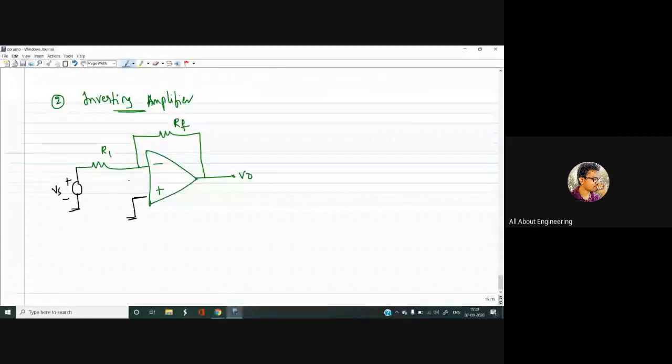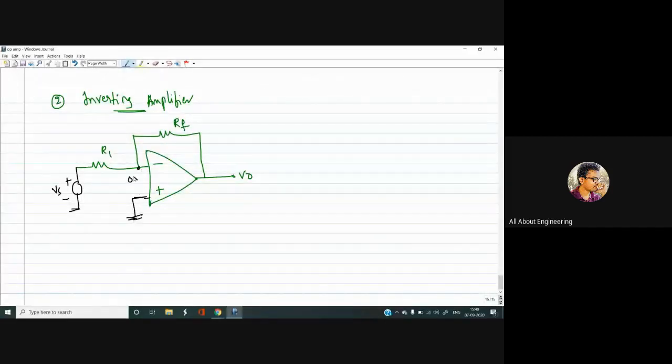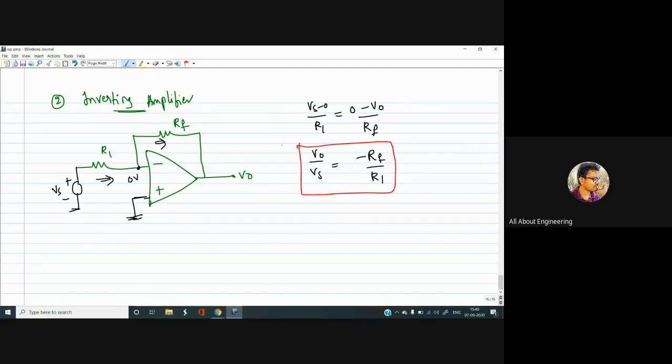Now, again, the process is the same. As the gain is very large and a virtual short can be applied, here it would be 0 volts. Now you can write a simple KCL equation. The current that enters through this resistor also enters through this one. So, Vs minus 0 by R1 equals 0 minus V0 by RF. It is very simple. V0 by Vs equals minus RF by R1. That's it, you're done with the derivation. As simple as that. So the gain of the inverting amplifier is minus RF by R1.